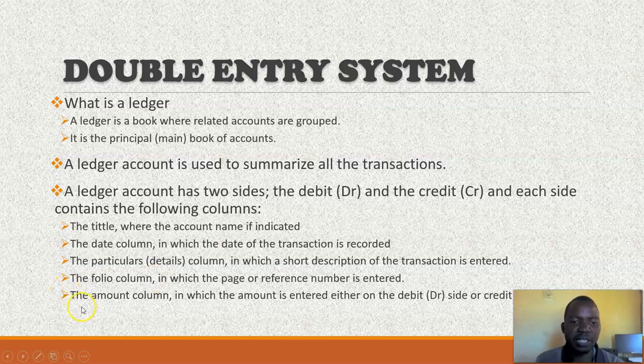Lastly but not the least, the ledger account will have the amount column. This is where the amount will be entered either on the debit side or on the credit side. So, every ledger account, we expect it to have at least all these columns.